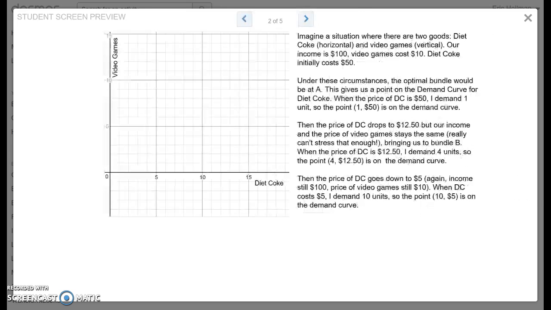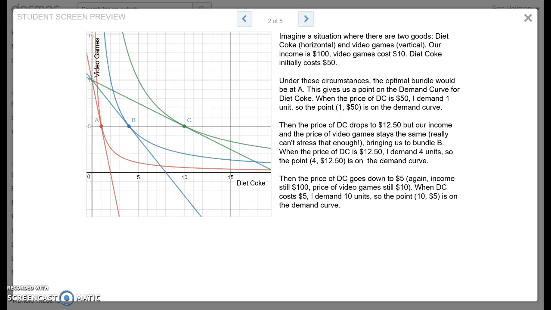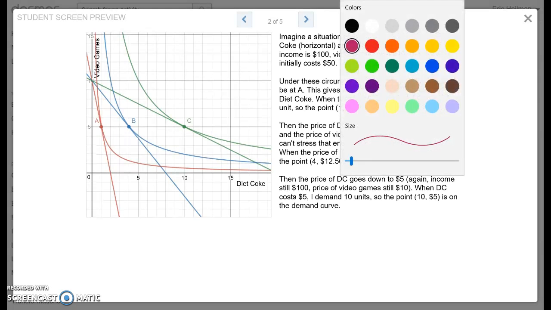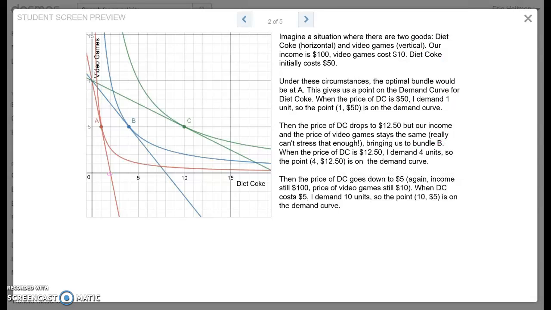Okay, so how do we generate a demand function starting from the graphs that we're familiar with? Here we have on this graph the indifference curves and budget constraints for two goods, Diet Coke and video games. We start at point A, the red line, so originally Diet Coke costs $50 per unit. And my income's $100, so at that price point, I can only afford 2 units of Diet Coke, so that's why we have a very steep budget constraint.